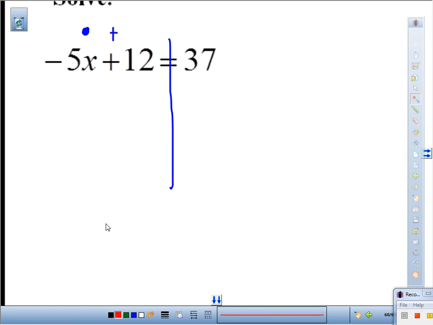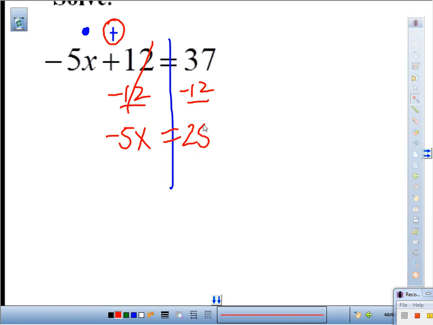So, what is the last step of order of operations? Addition and subtraction, right? Do we have any here? Yes, here it is. So what is the opposite of addition? Subtract 12, subtract 12. We end up with negative 5x equals 25.